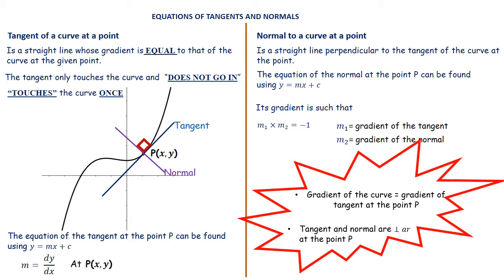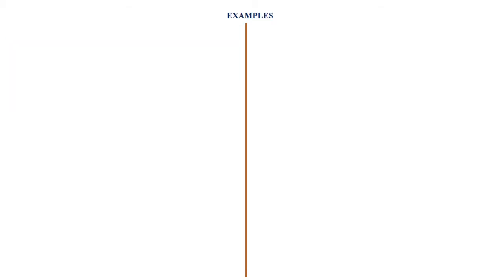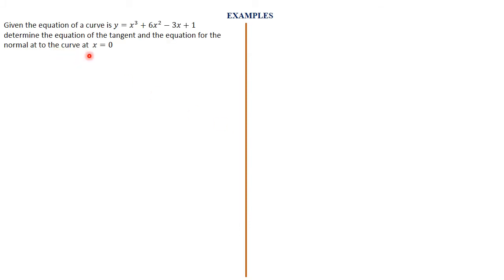Let's go to the first question as an example. We're given the equation of a curve y = x^3 + 6x^2 - 3x + 1. Determine the equation of the tangent and the equation of the normal to the curve at x = 0. Now, starting with the equation of the tangent, when x = 0, we need to get the value of y, and it's 1. This is very easy because you just put x to be 0. Therefore, this will be 0, this will be 0, this will be 0, and after the equal sign the only thing that remains is 1, and therefore y is 1. So we now know that the point we're talking about is the point (0, 1).